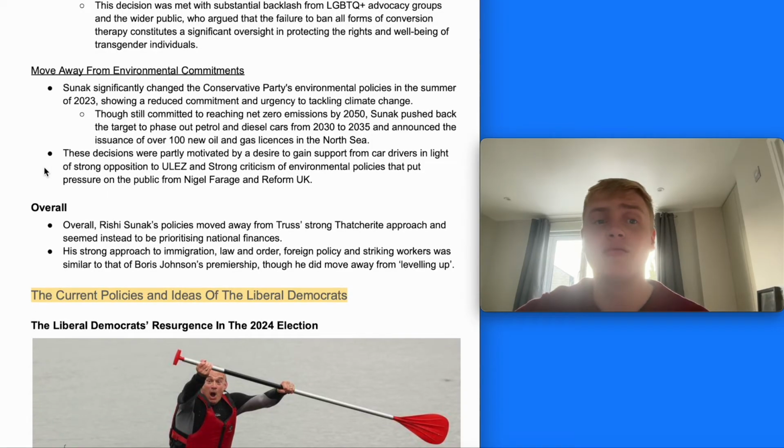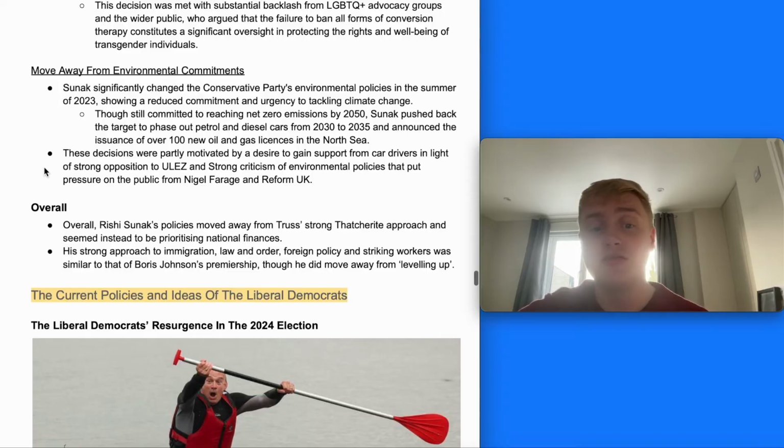They also moved away from environmental commitments, so Sunak significantly changed the Tory party's environmental policies in the summer of 2023, showing a reduced commitment and urgency to tackling climate change. They still committed to net zero by 2050, but pushed back the target to phase out petrol and diesel cars from 2030 to 2035. And announced the issuance of 100 new oil and gas licenses to the North Sea.